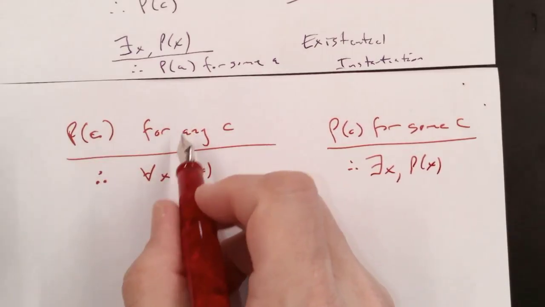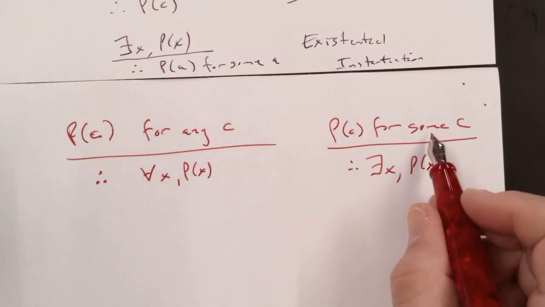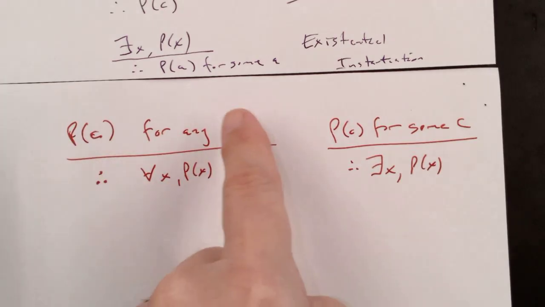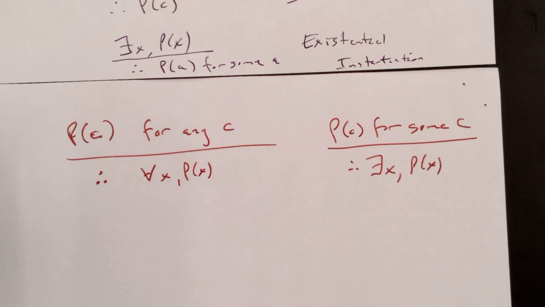Here, it's true for any of them, so it's got to be true for all of them. Here, it's true for some, so it's got to be true for one. Might be true for more, but it's got to be true for at least one. So these are generalizations, universal and existential generalizations, rather than instantiations. Instead of going from many to one, I'm going from a statement about individuals to a statement about a quantifier, all, or there exists. We're generalizing rather than instantiation.